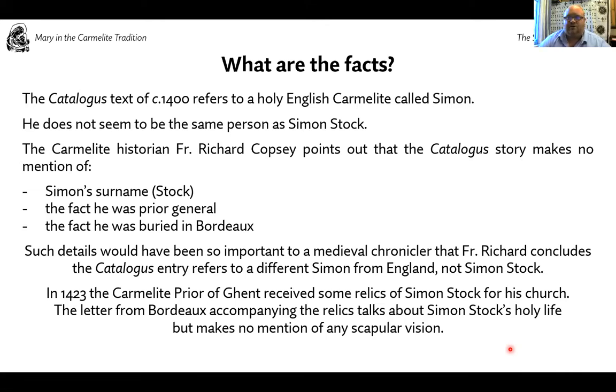Now, those are all important things that you would expect someone to record. So Father Richard, and I think he's right, argues that there are two different Simons being talked about. There's Simon Stock, prior general buried in Bordeaux, and Saint Simon the Englishman, who had a vision of some description recorded in the 1400s. So in 1423, the prior of Ghent in the Low Countries wanted some relics of Simon Stock for his church. And so he wrote to the order in Bordeaux and asked for them to send some relics from the cathedral. And the letter from Bordeaux talks about Simon Stock's holy life, but makes no mention of a vision or a scapular vision.